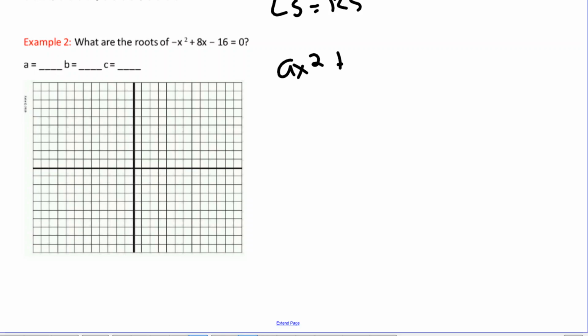ax squared plus bx plus c, and in this case equals 0. Right, again, equations, we're going to see that equals 0. Functions, we see that equals y. Equations, we're looking for those specific points where it is equal to 0. Functions are just the graph as a whole, those trends and characteristics. Here, a is negative 1, b is positive 8, and c is negative 16.